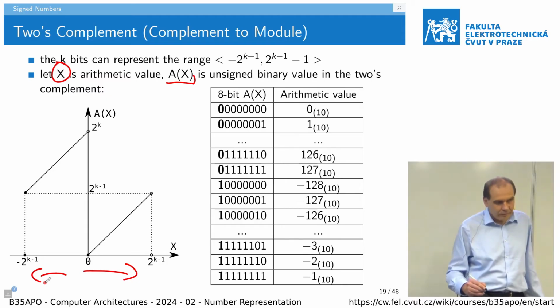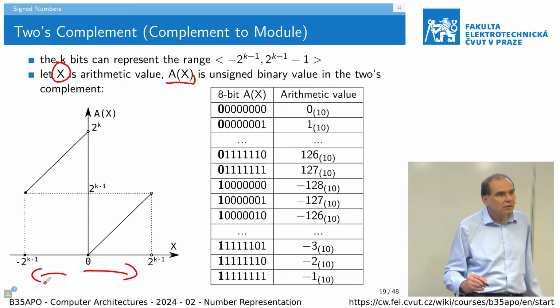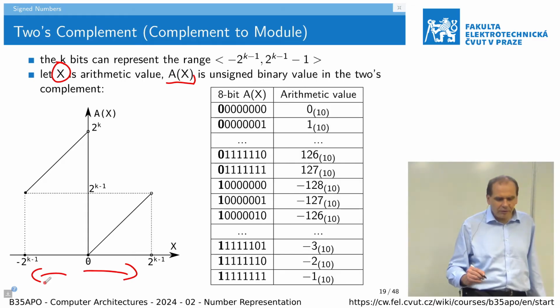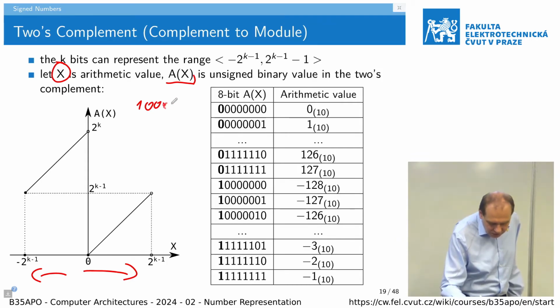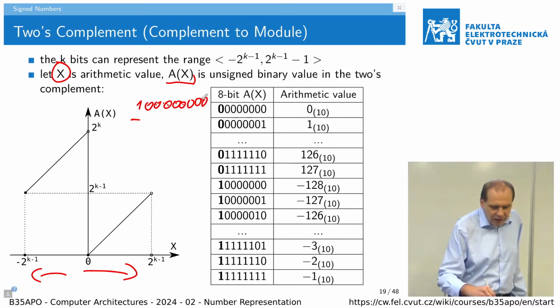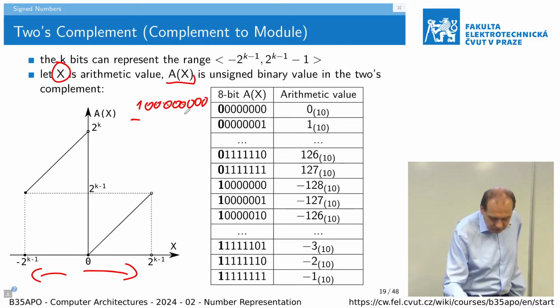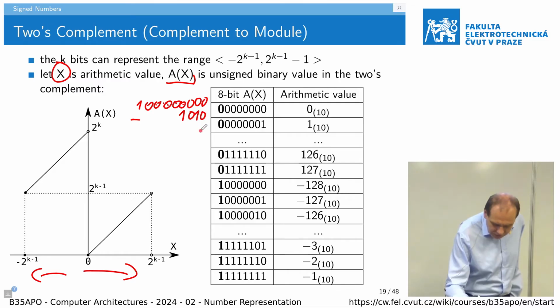Can you show how you get -10 with this two-component system? How would you get -10? How would you represent it in binary? For -10, the module would be 1 followed by zeros, so 8 zeros. And I want to represent the 10. So 10 is 1, 0, 1, 0, that is 8 plus 2. So if I subtract it, it is 0.